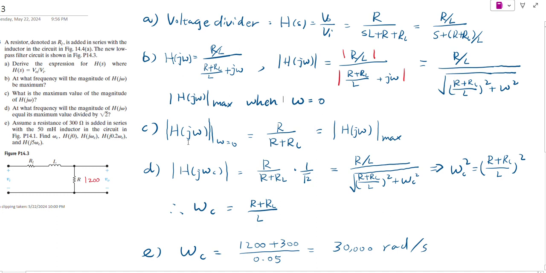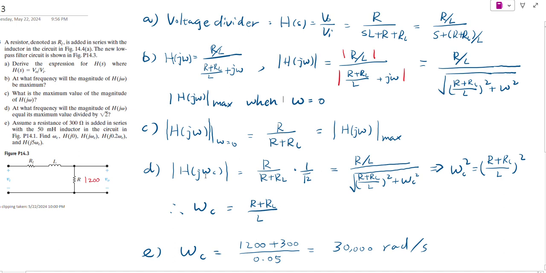All right. And then let's find out, if omega equals 0, how much this magnitude is. So you plug in omega equal to 0, then you got R over R plus RL. That's the maximum gain. You can see it is not 1. When you consider the real world, the inductor will have a resistance associated with it. So it's not an ideal case. So in that case, you can't get 1 as the maximum gain.